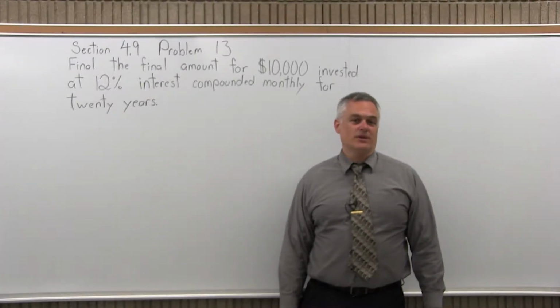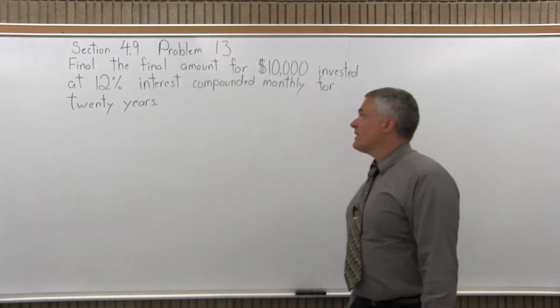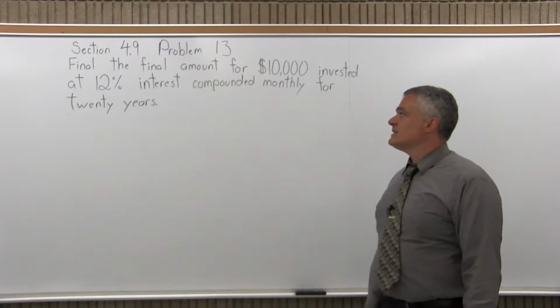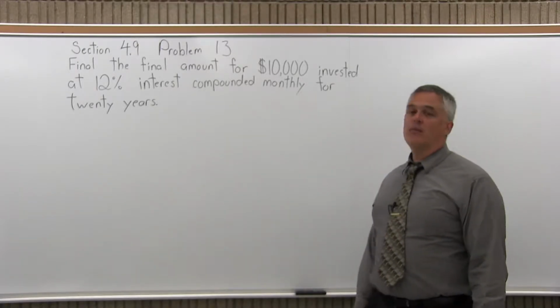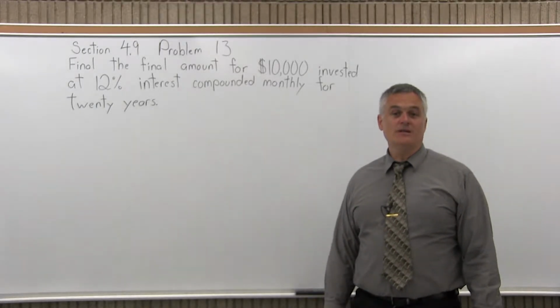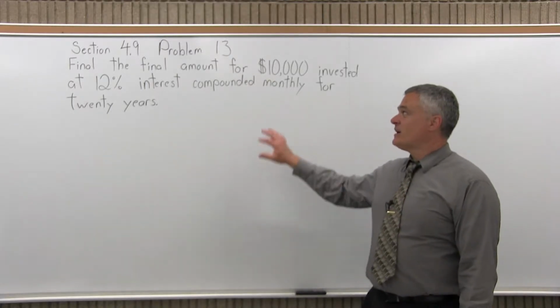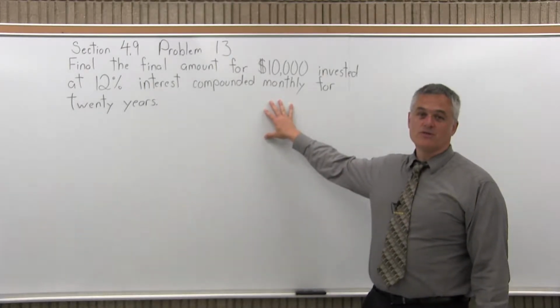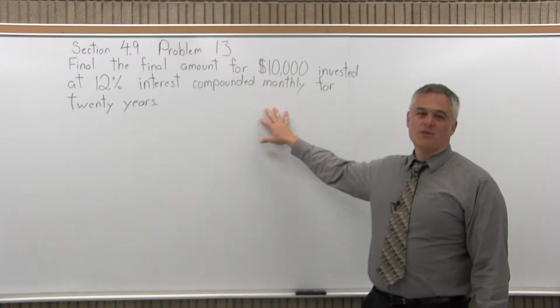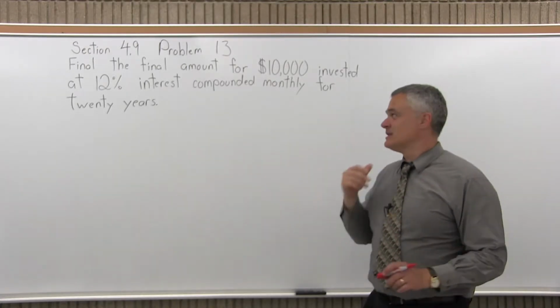This is Section 4.9, Problem 13. It says find the final amount for $10,000 invested at 12% interest compounded monthly for 20 years. So this is very similar to the previous problem. The previous one is just simple interest. This one is compound interest. And you'll see there's a big difference in the answers.